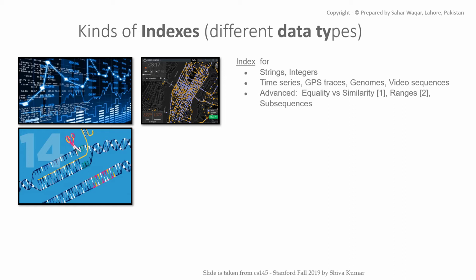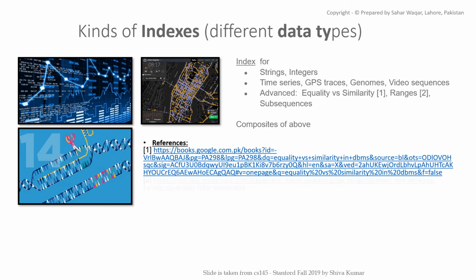Similarly, we may also be interested in getting data in certain ranges. We might want to reduce the search space by the introduction of ranges. We might also be interested in the development of indexes which are helpful in subsequent searching. Interestingly, we can also have indexes which are composites of the above data types. However, it gets a little trickier.